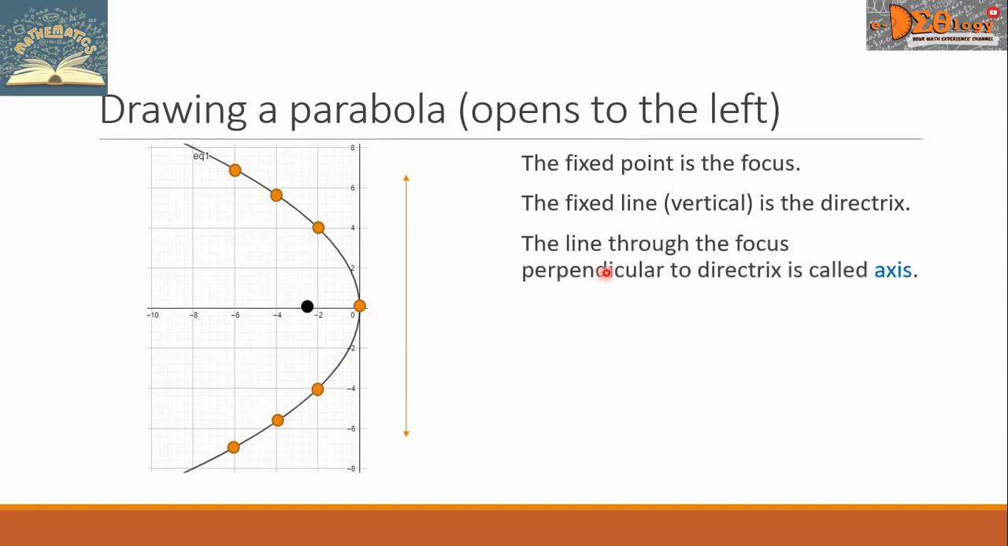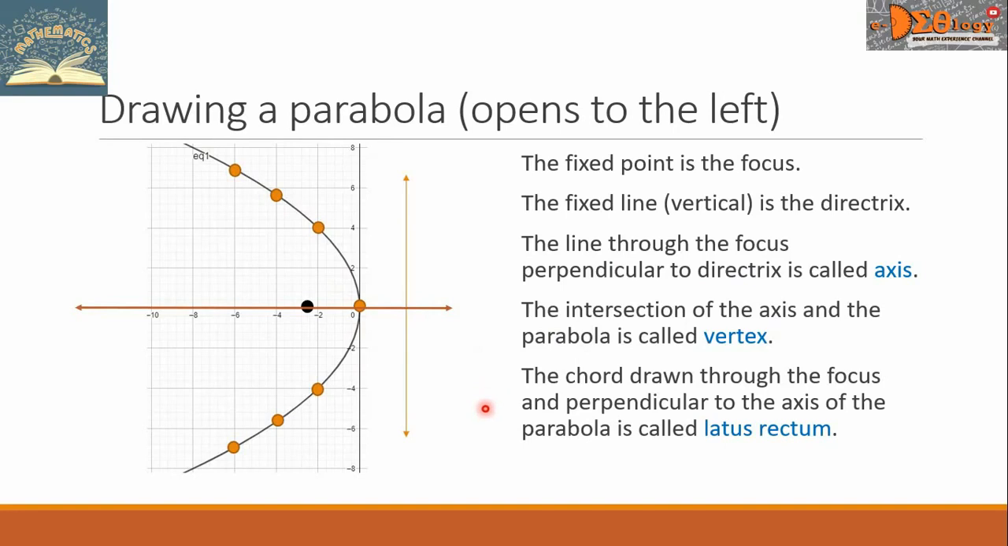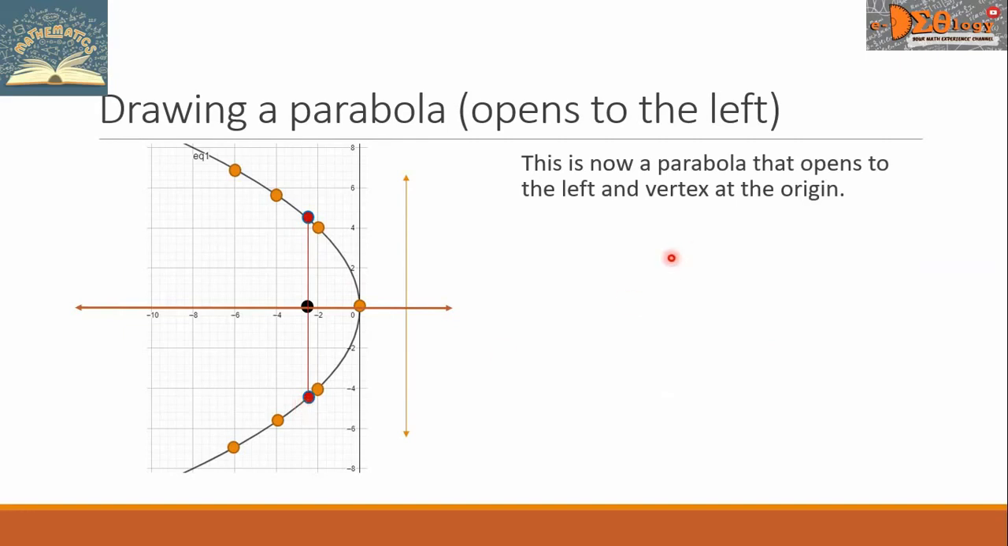Now, there is a line that passes through the focus perpendicular to the directrix, and that is called the axis. This is the axis. In this example, the axis is also the x-axis. The intersection of the axis and the parabola is called the vertex. This is the vertex. The chord drawn through the focus and perpendicular to the axis of the parabola is called the latus rectum. This is the latus rectum. It connects two points of the parabola. This is now a parabola that opens to the left with vertex at the origin.